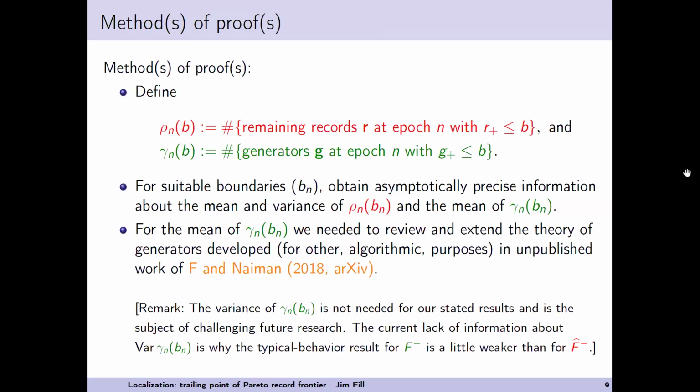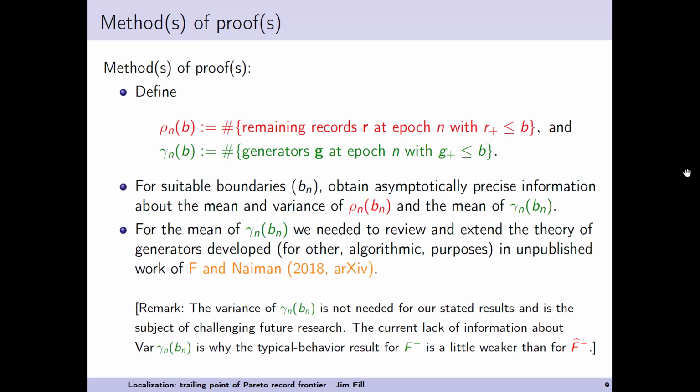All right. So how do we prove the results about Fn minus and F hat n minus? We do it by switching focus from where the trailing point is located to counts. We'll let rho sub n of B denote the number of remaining records at epoch n that have sum of coordinates less than or equal to B. Similarly, gamma sub n of B will be the number of generators G at epoch n with sum of coordinates less than or equal to B. Then the idea is that for suitably chosen boundaries Bn, we want to obtain asymptotically precise information about the mean and variance of rho n of Bn and the mean of gamma n of Bn.